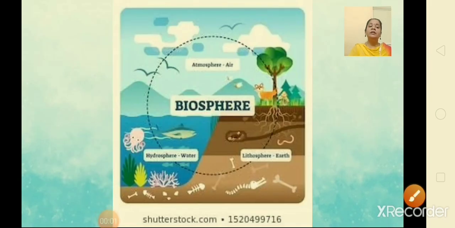Now move on to the next sphere, that is the biosphere. The narrow zone where the lithosphere, hydrosphere and atmosphere meet and interact with each other is called the biosphere. Children, the word biosphere comes from the Greek word bios, which means life, and Latin word sphaera, which means total range. Children, this sphere supports life and thus is called the living world.